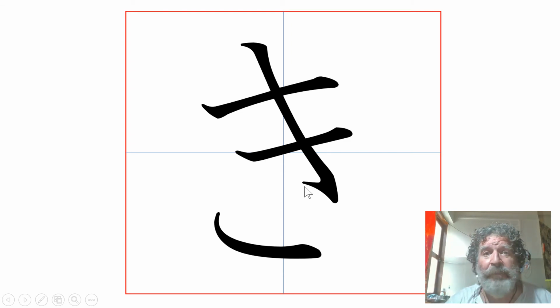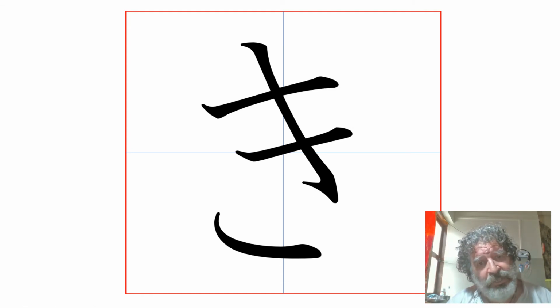I don't know the Japanese terminology. I'm even thinking I don't know the Japanese terminology for stroke. But this is the first stroke, the second stroke, and the third stroke. It has a little bit of a hook on it to imitate the brush. And then it has this final stroke at the bottom.